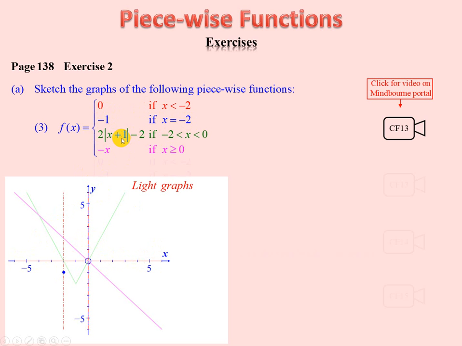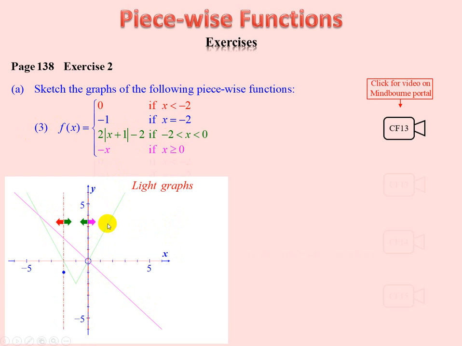There's the absolute value graph. It's the graph y equals absolute value of x. Then steeper because of the 2, shifted 1 to the left and down 2. So there we are. There it is there. And y equals -x. Let's now have a look and see.